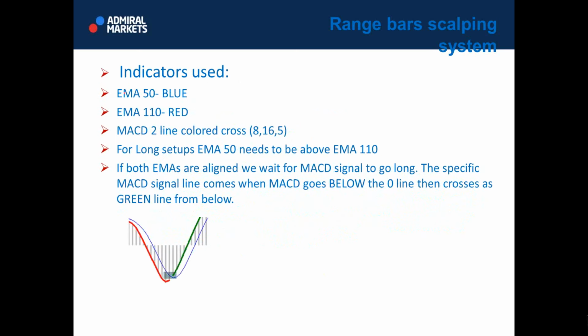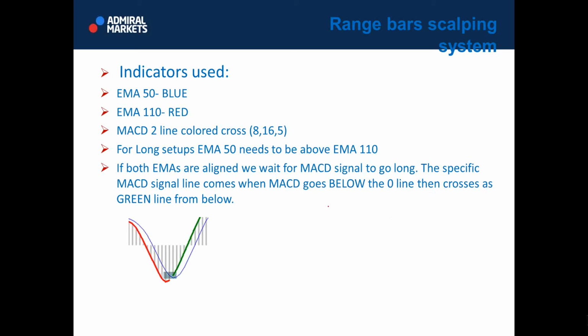The indicators we'll use in this strategy are EMA 50, which is blue, and EMA 110, which is red, plus a MACD 2-line colored signal, which is a different MACD indicator. I will give you the complete template if you're interested. Then the settings need to be 8, 6, 5. For long setups, EMA 50 needs to be above EMA 110. If both EMAs are aligned, we wait for the MACD signal to go long. The specific MACD signal comes when MACD goes below the zero line and crosses the green line from below.